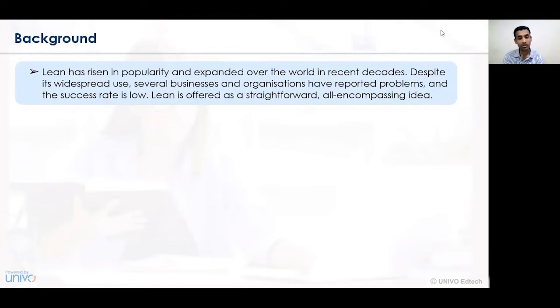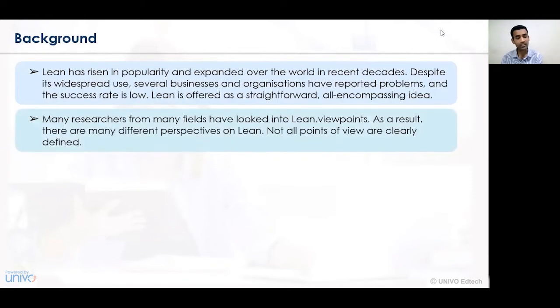And today, in the modern world scenario, lean has risen in popularity and is having a greater demand with respect to the previous decades, wherein lean manufacturing came into the scenario in the 19th or 20th century. Many researchers from various fields have looked into the concept of lean, and as a result, there are many different perspectives on lean.